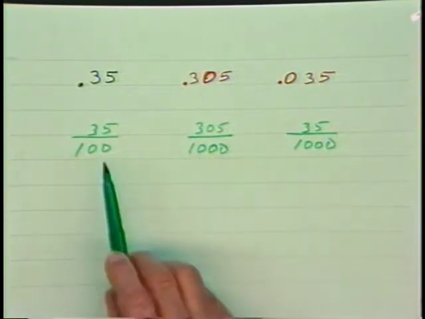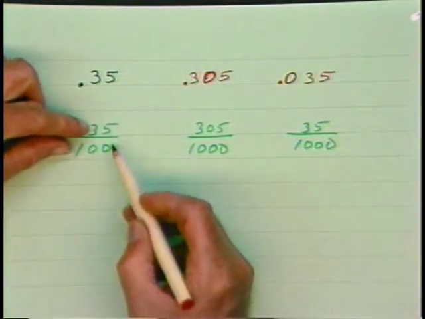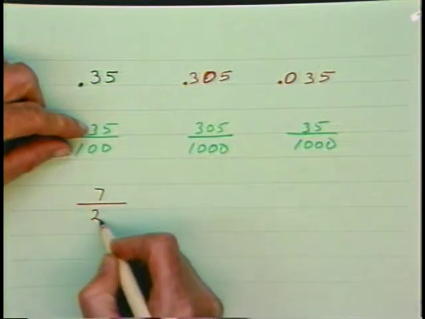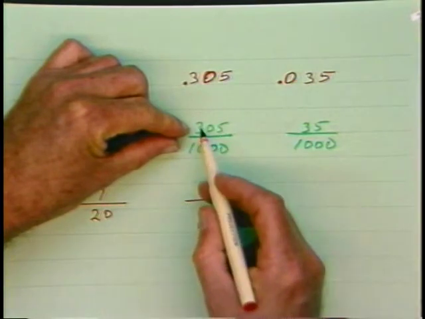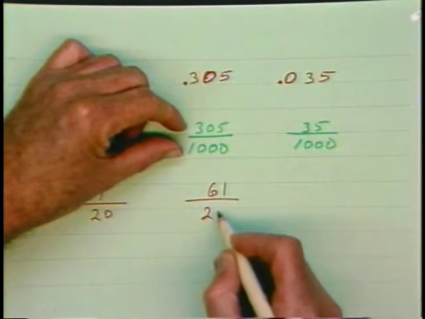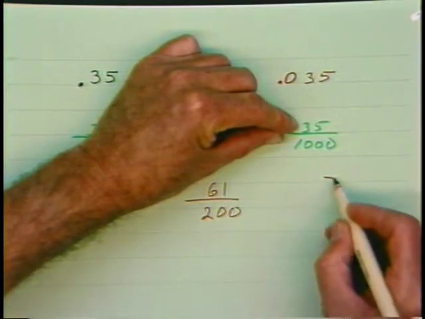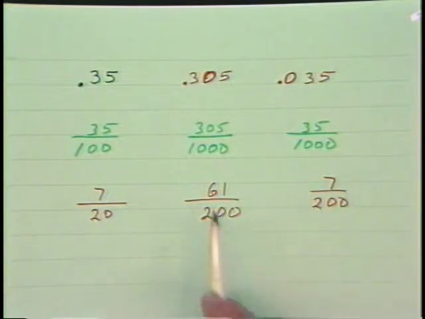And these are all three fractions which are reducible. So here, dividing top and bottom by 5, I would get 7/20. Dividing this one by 5, top and bottom, I would get 61/200. Dividing this one by 5, I would get 7/200. And try as you might, none of these three will reduce anymore.